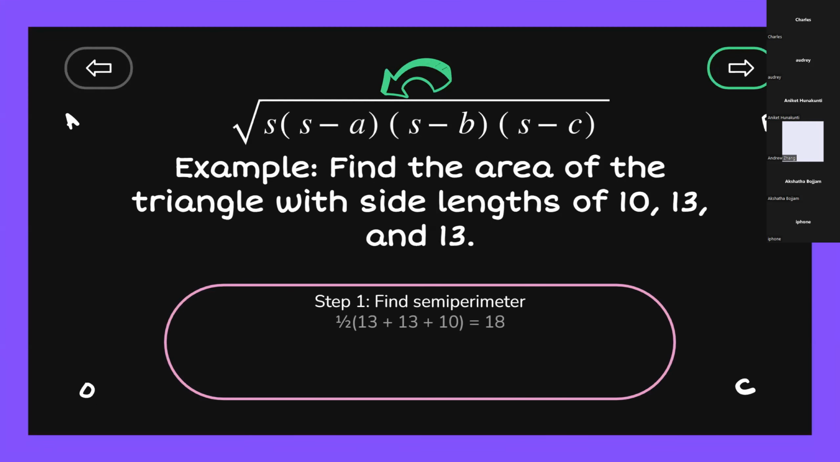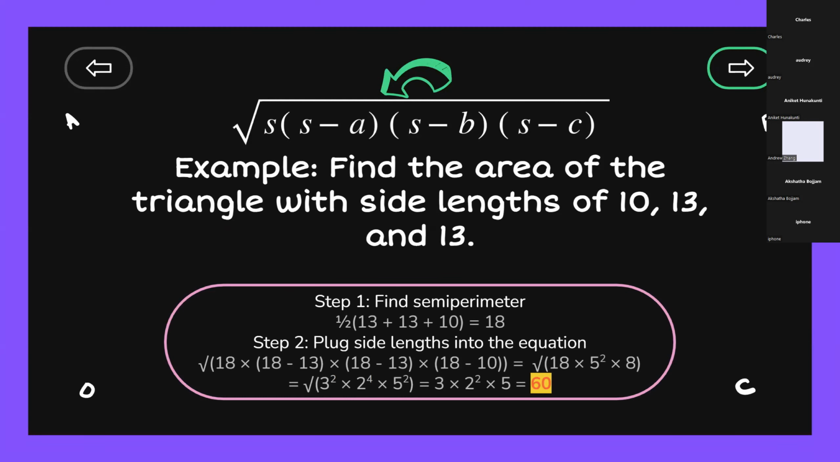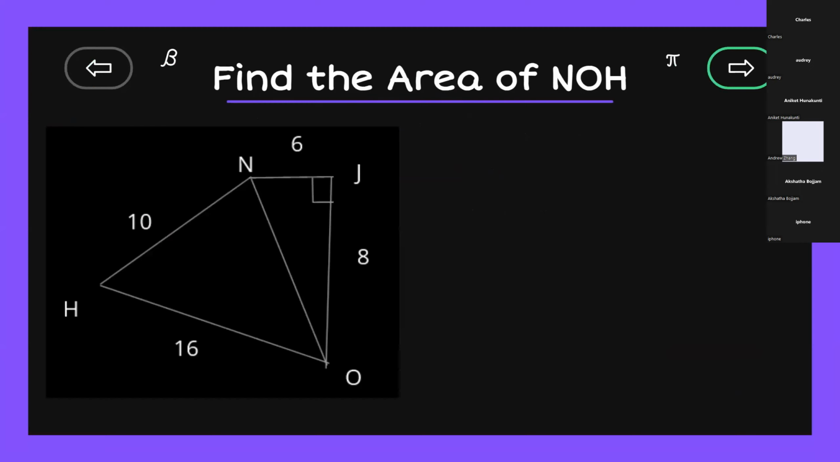So remember, we find the semi-perimeter first, and then we plug the side lengths into the equation and we get 60.